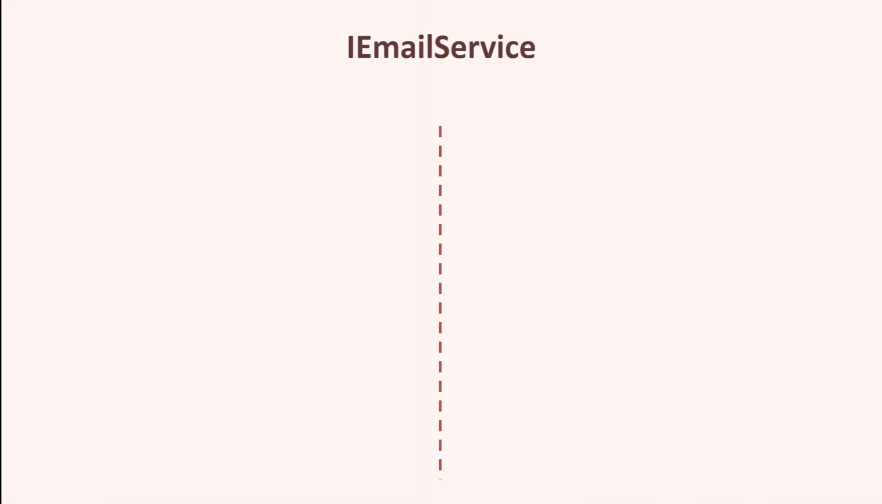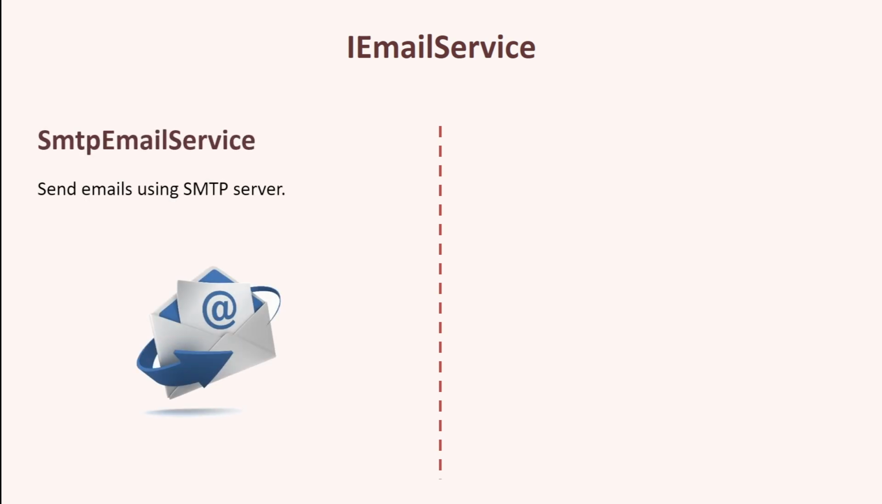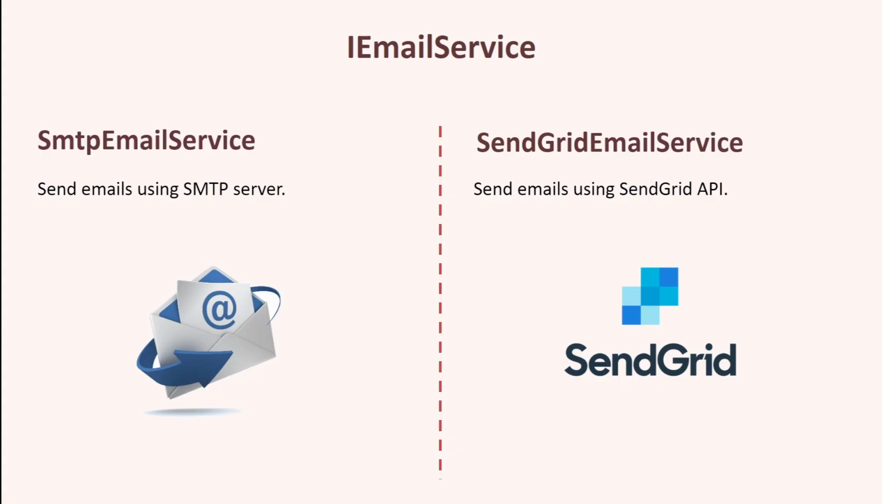Similarly, you can also have two implementations of the email service interface. One implementation can use the SMTP server to send the emails, whereas another implementation can use the SendGrid API to send emails. As you can see now, the choice of the implementation becomes a deployment or configuration concern, not a design constraint.